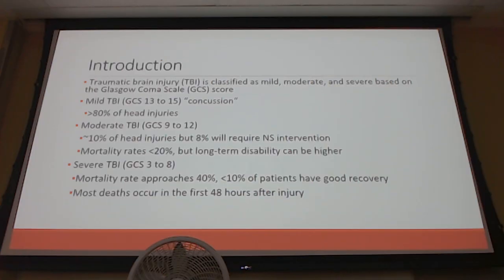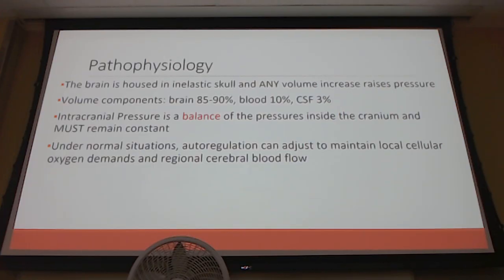What we're concerned with are the moderate and severe traumatic brain injuries. They account for less, but a decent percentage will require some sort of neurosurgical intervention, and they do carry a pretty high mortality. Most of what we do for these is try to prevent any secondary injury, and then try to get them to neurosurgery, which is the treatment we mostly perform in the ED.